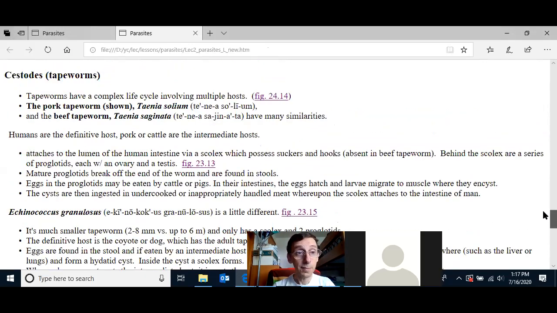All right, so let's talk about the two tapeworms that I want to talk about, which are the pork tapeworm and the beef tapeworm. The pork tapeworm does have a scientific name, and it is Taenia solium. The beef tapeworm, its scientific name is Taenia saginata. And they have many similarities.